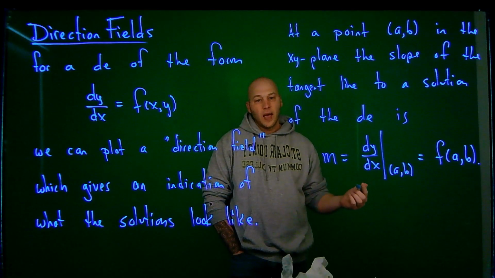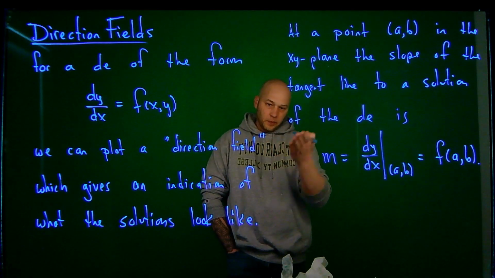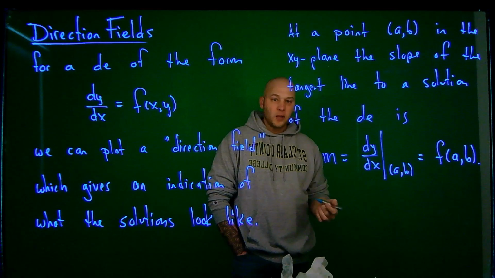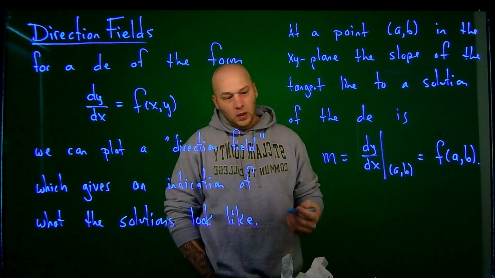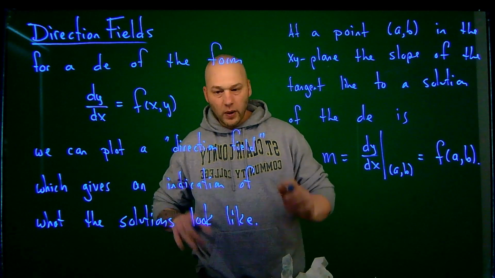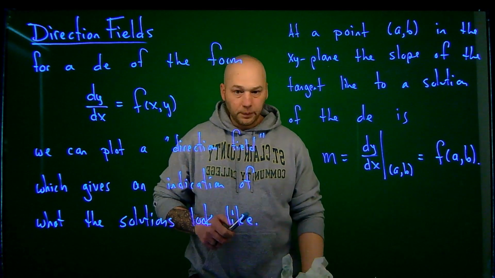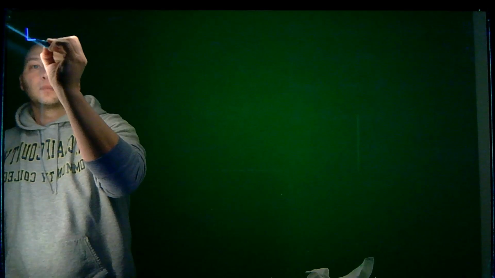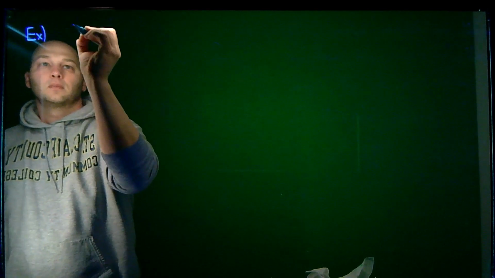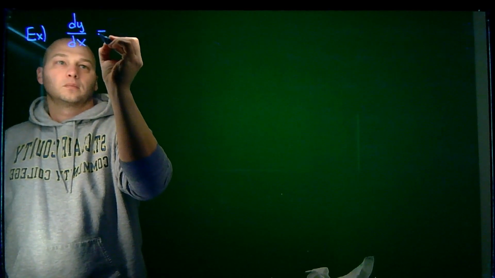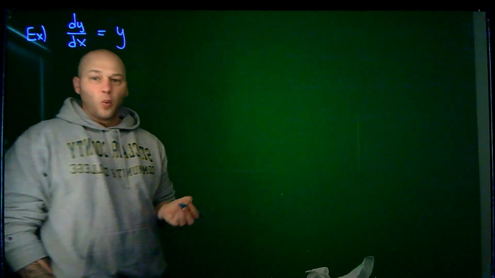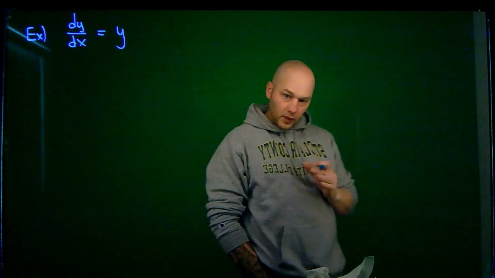And once we have a bunch of slopes of tangent lines, we can then construct what the graphs of the solutions would look like. So let's look at the following example. Let me go ahead and clean this up, and then I'll look at a specific example. Okay. Let's look at the following differential equation. dy/dx equals y. Very simple differential equation.